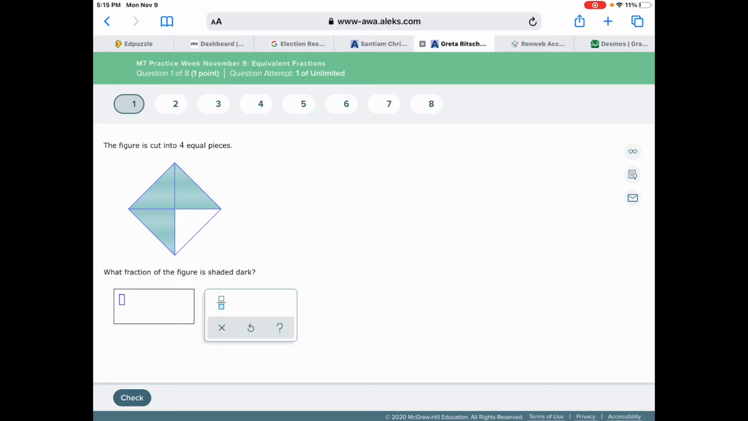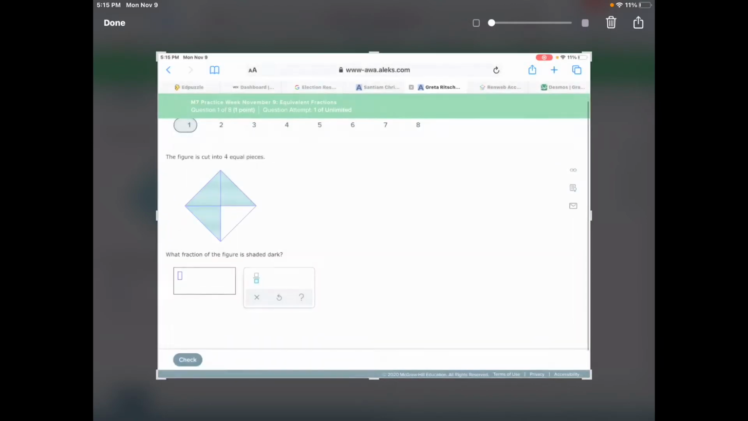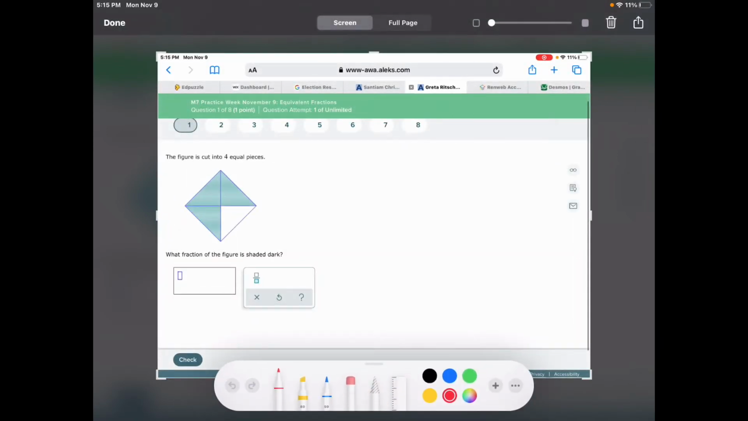So number one here says a figure is cut into 4 equal pieces. What fraction of the figure is shaded dark? The most important thing about fractions is that the number we put on the bottom of the fraction is going to be the number of pieces. This is called the denominator.